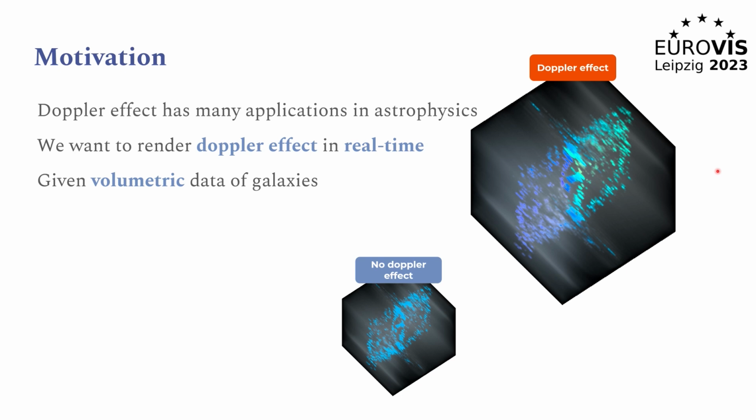Astrophysicists routinely do 3D simulations like the evolution of galaxies or the merging of black holes, and they need to physically visualize those with the Doppler effect taken into account. And so, our goal is to, in real time, apply the Doppler effect to volumetric data of galaxies.